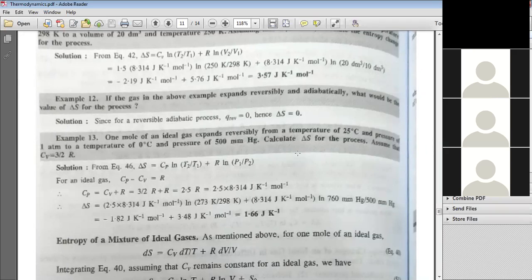Please go through some other examples you may find in certain textbooks on the calculation of entropy and related topics. If anyone has any doubt, then, sir, the class is, sir, just wait a minute.